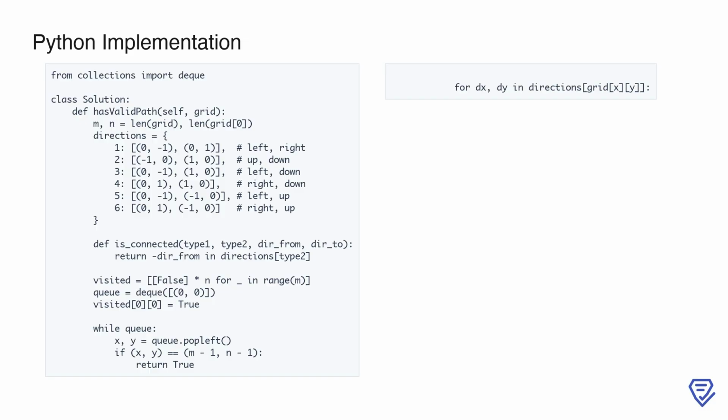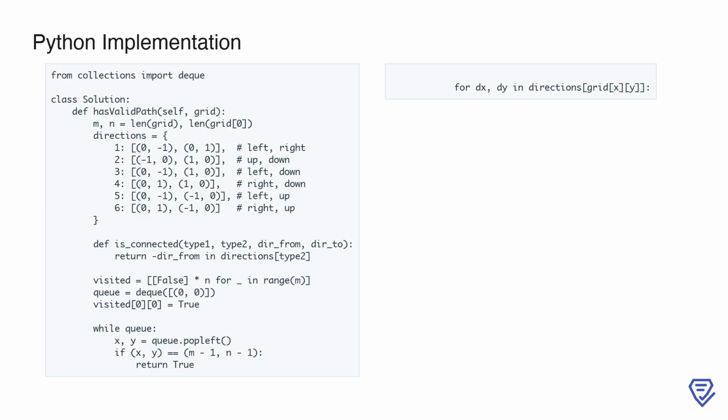Then, we initialize a 2D list visited to keep track of the cells we've already processed, marking all cells as unvisited initially. We also initialize a queue with the starting cell, (0, 0), and mark it as visited. The while loop begins our traversal, where we repeatedly dequeue a cell and check if it is the target cell, (m-1, n-1). If it is, we return true, indicating that a valid path exists.